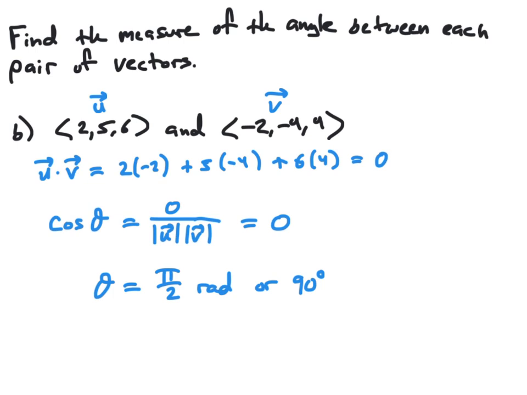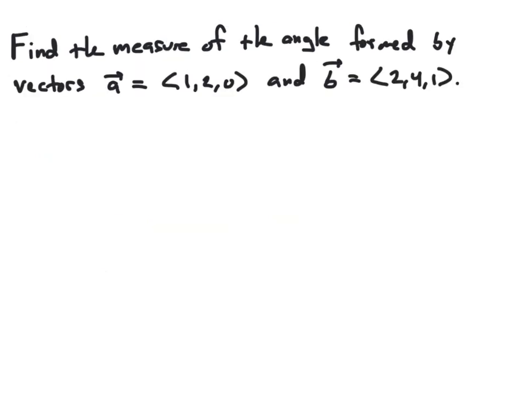Next, we want to find the measure of the angle formed by the vectors A, given in component form as (1, 2, 0), and B, given in component form as (2, 4, 1). You can pause the video and try this example yourself, then resume the video to see the solution in a few seconds.